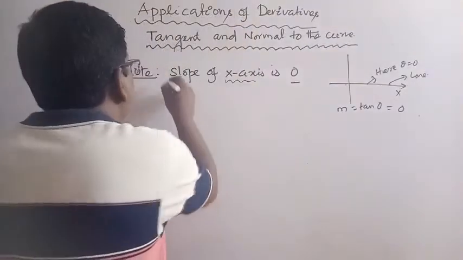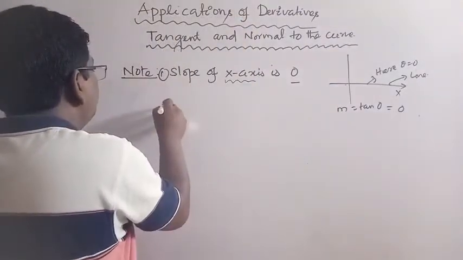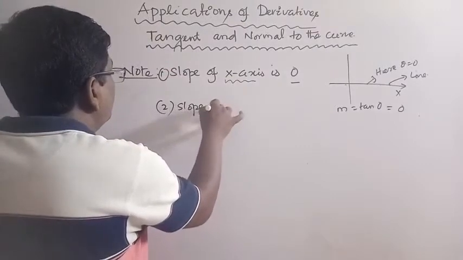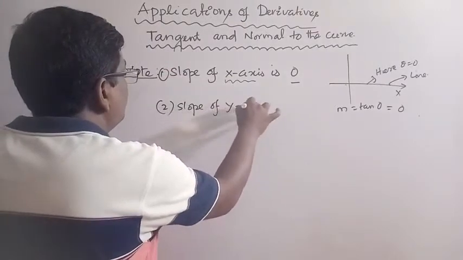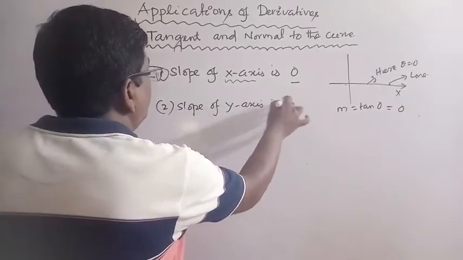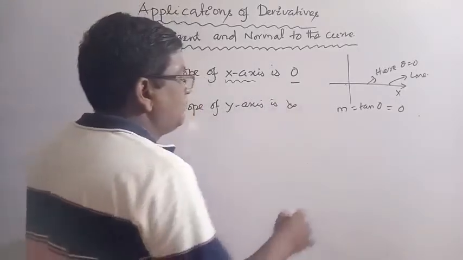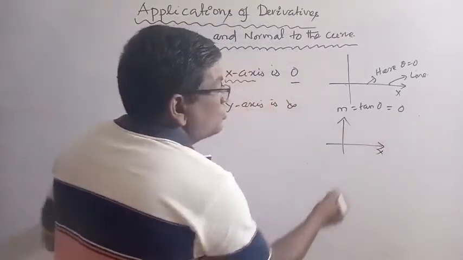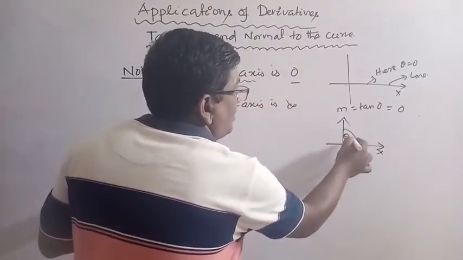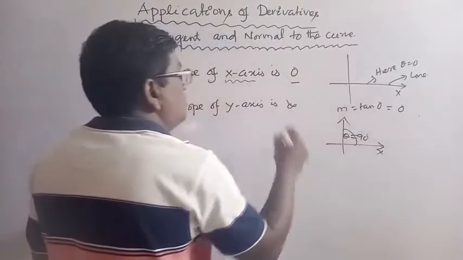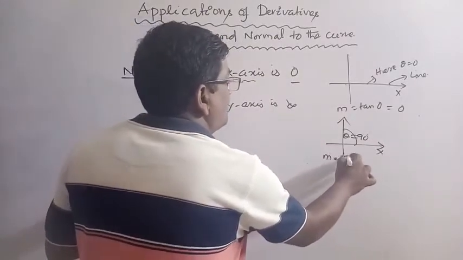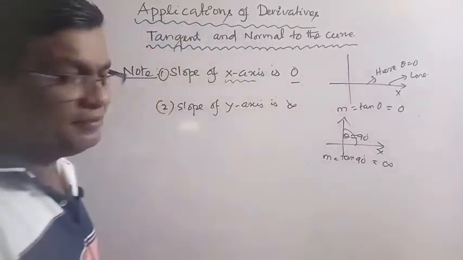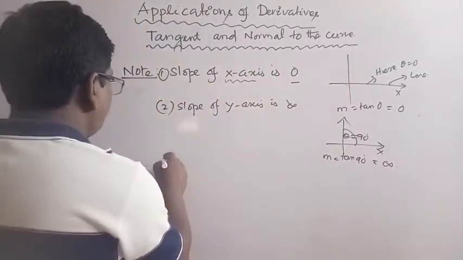And note 2, the slope of the y-axis is infinity. Why is it infinity? Because this is the x-axis and this is the y-axis, so the angle theta is equal to 90 degrees. So m is equal to tan 90 degrees. Tan 90 degrees is equal to infinity. Okay.